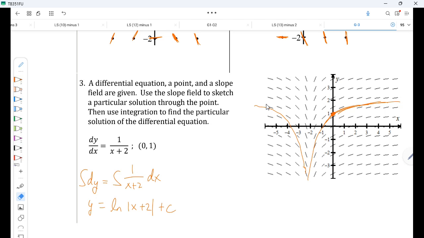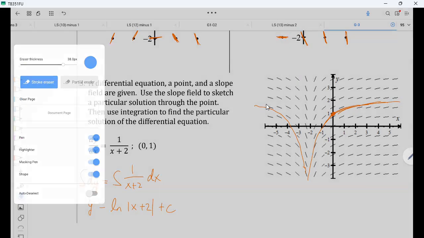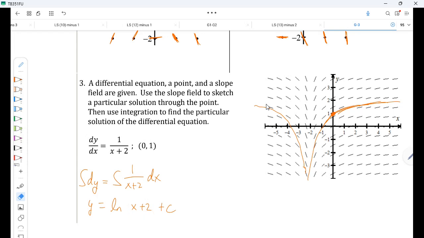The right-hand side is ln of positive x plus 2. This left-hand side is the ln of negative 1 times the quantity x plus 2. We'll talk about this in a couple other spots as well, but this is just an introduction. So we are going to lose the absolute value bars. We're going to drop that off of our function, and we do need to solve for c.